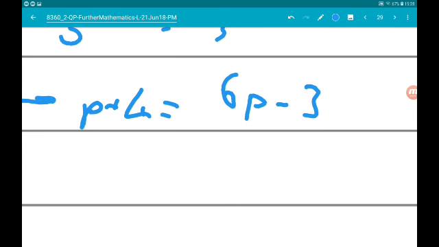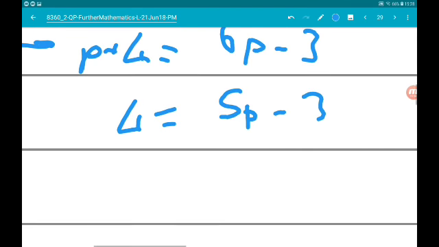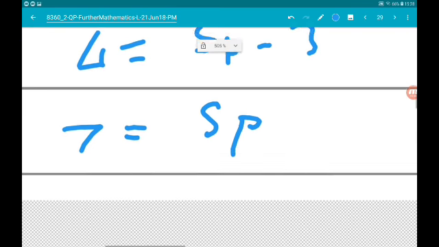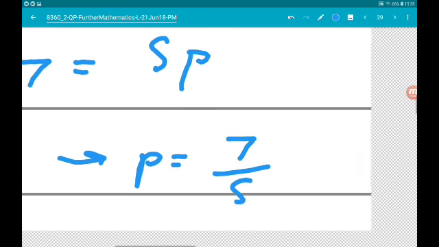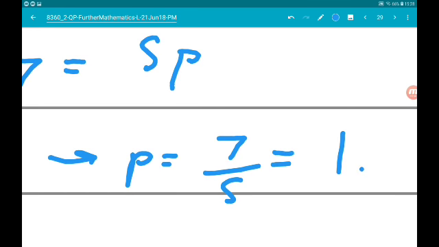So let's take p away. So we get 4 is equal to 5p minus 3. Add 3, 7 is equal to 5p. Divide by 5. P is equal to 7 fifths, or 1.4. Cool. And with that, guys, the paper is done.